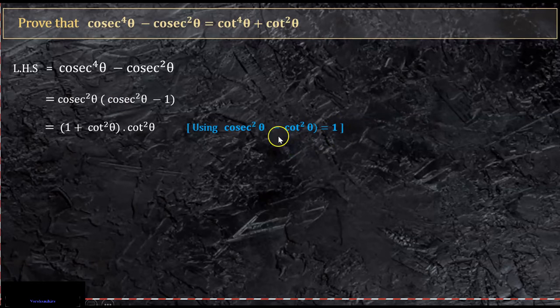if we move 1 this side and cot square theta that side, that means cosec square theta minus 1 equal to cot square theta. And cosec square theta, if we move this that side, equal to 1 plus cot square theta. Okay, so now just multiply and remove the bracket. Multiplying cot square theta with 1 and this one, it will become cot to the 4 theta. So that is right hand side.